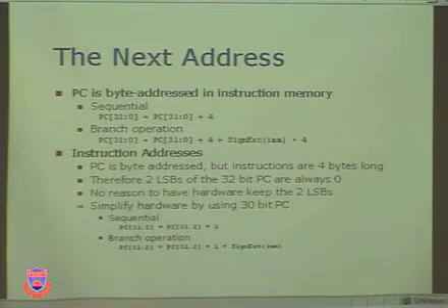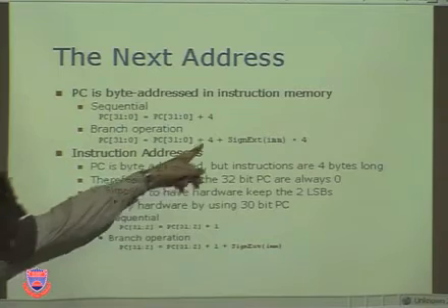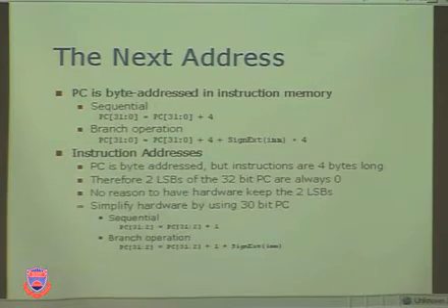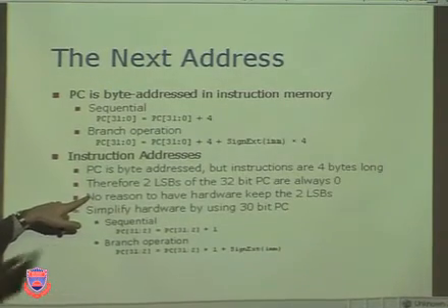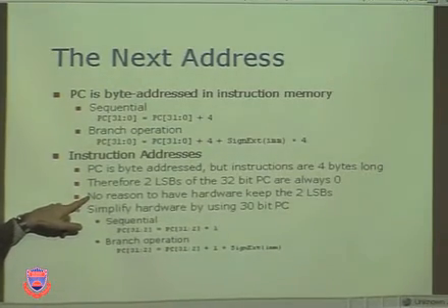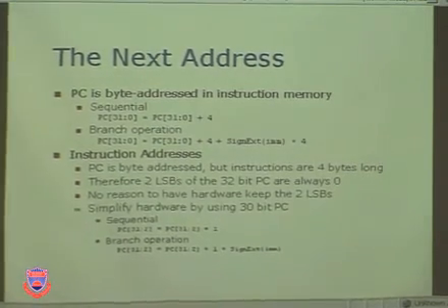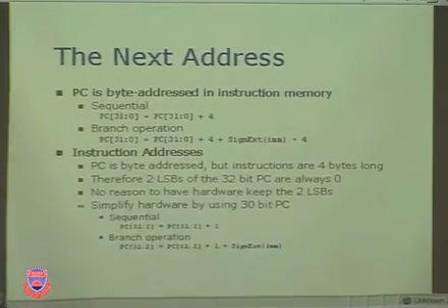The 2 least significant bits of an instruction address are always going to be 0, 0. And when you add 4 to it, it's going to stay 0, 0. You never change the 2 least significant bits. So why store them? Why have a 32-bit adder? Why not shrink down to the 30 interesting bits and get rid of the 2 0 bits? There's no reason to have the hardware to keep those 2 least significant bits if they're always 0 and can never be anything else. So we could simplify our hardware by going to a 30-bit PC.